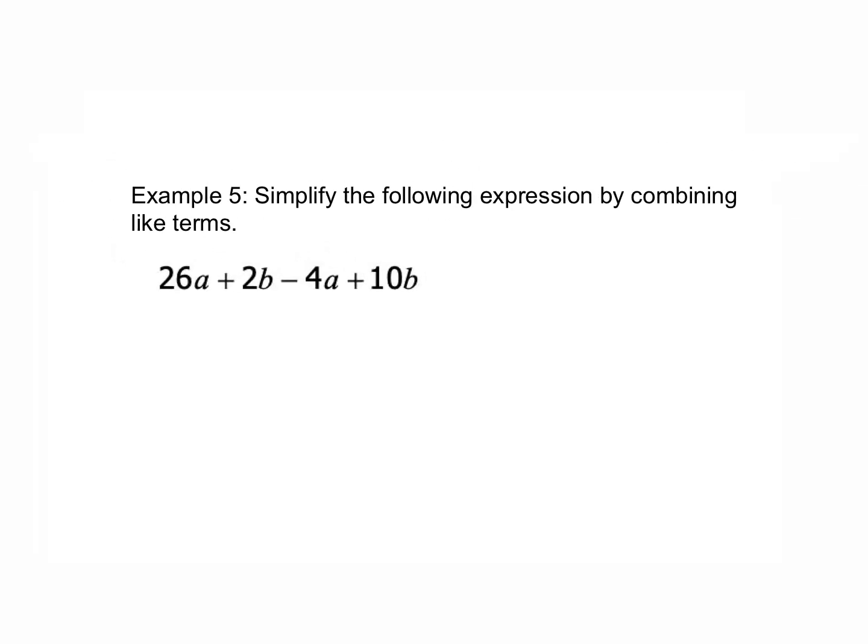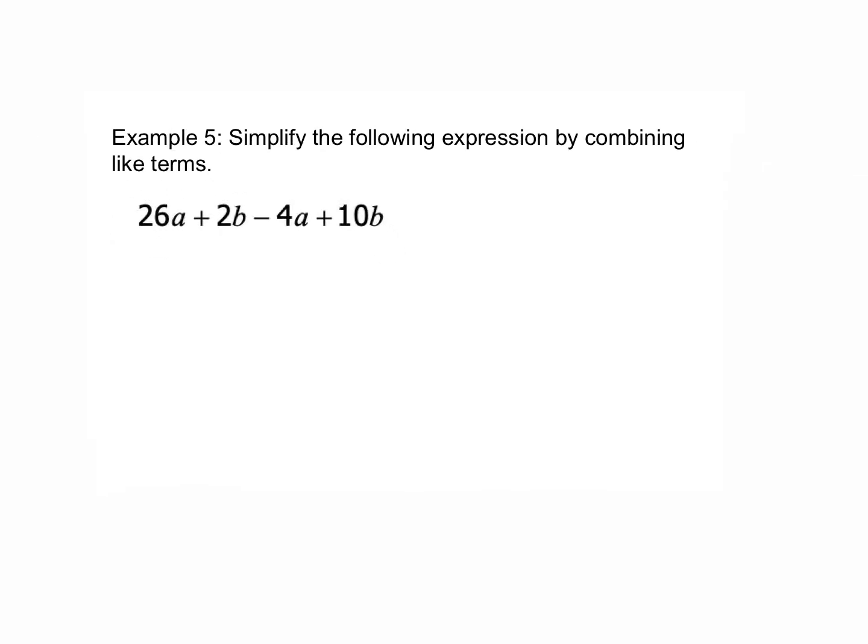Now we have this expression, so we have 26a plus 2b. I'm going to write the 2b in a different color because they're not like terms. 26a and negative 4a are like terms. I'm going to box the negative 4, again since it's a negative number, we want to make sure we don't forget the negative. And then we have 10b. So 26 minus 4 is going to be 22a. And then 2 plus 10 is 12, so we have 12b.